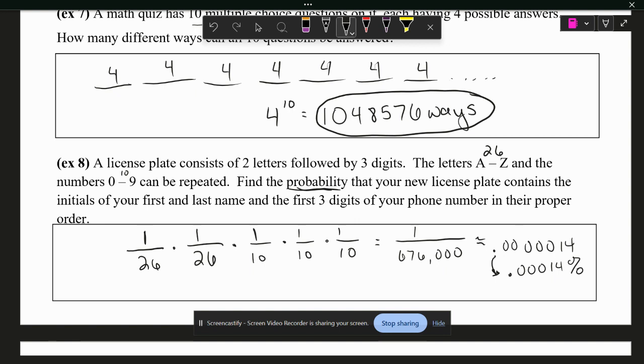Because each specific one has a space. The first one has a 1 out of 26 chance of getting just that one initial. And then the next one would have a 1 out of 26 chance of getting that specific initial too. So they have to be separate from each other. Just like the last 3, there are 3 different chances for me to get 3 different digits. It's a specific spot. So the first number has to correspond with the first digit of my phone number. Then the next one has to correspond with the second. So there's only a 1 out of 10 chance there, and so forth for that too.